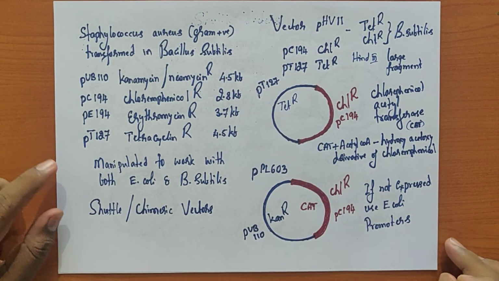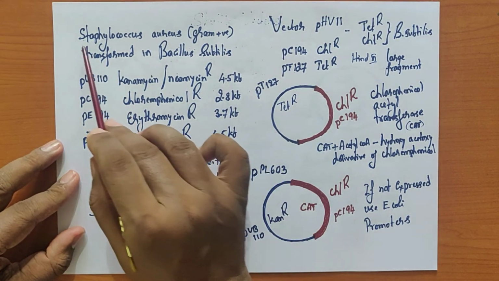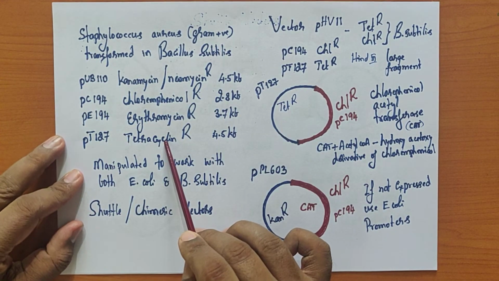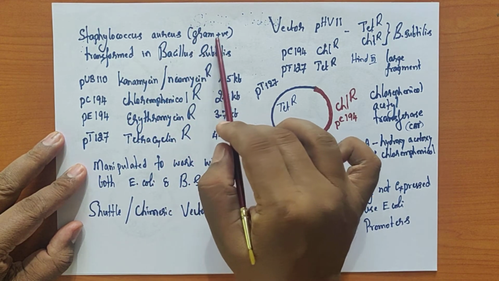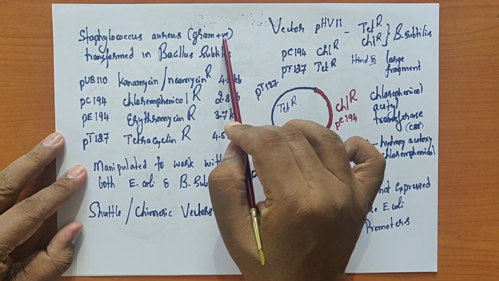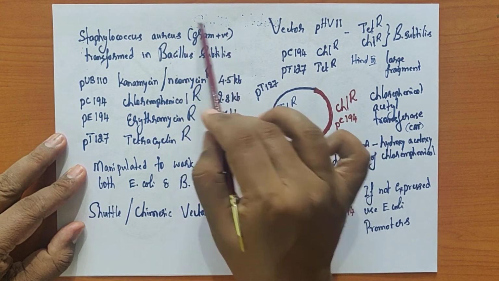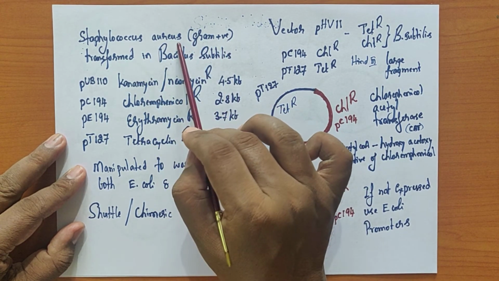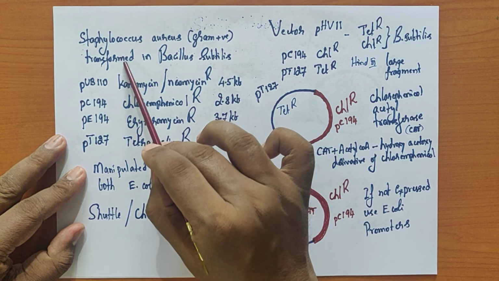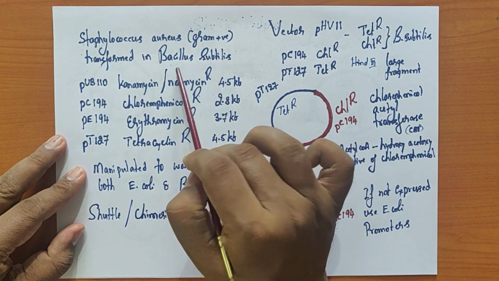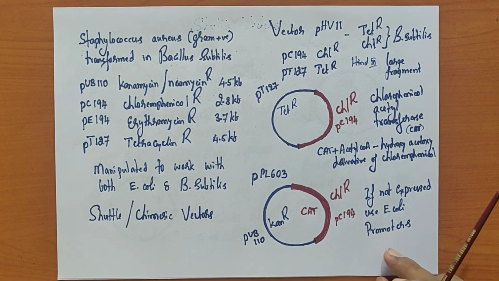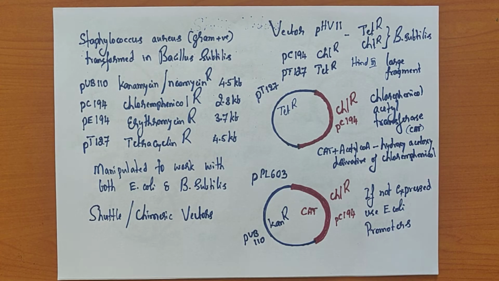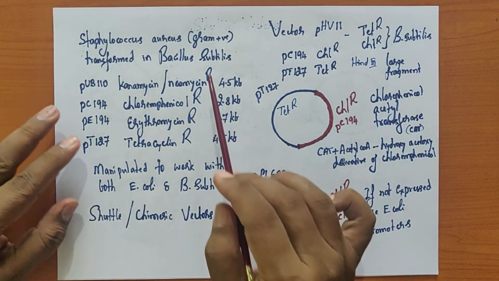Alright. So now they have isolated several plasmids from Staphylococcus aureus, which is a gram-positive bacterium. Whatever plasmids they isolated from Staphylococcus aureus, they were able to transform and express in Bacillus subtilis. I told you that Bacillus subtilis is one of the microorganisms extensively used in fermentation. So we are working right now on shuttle vectors, which work with E. coli and with Bacillus subtilis.